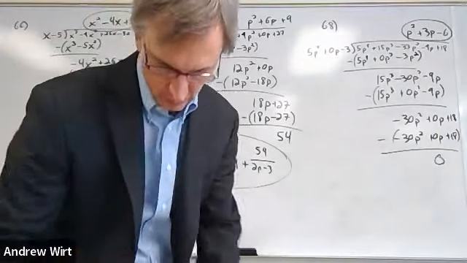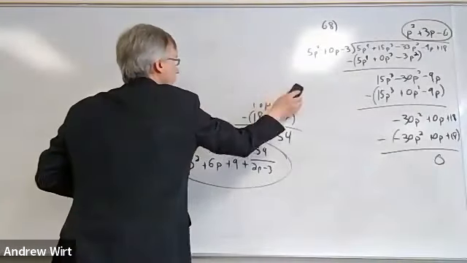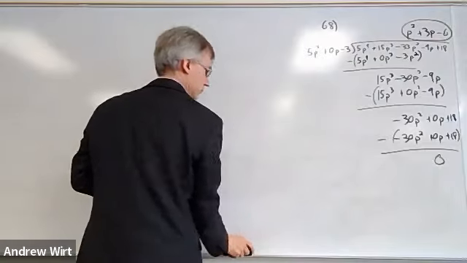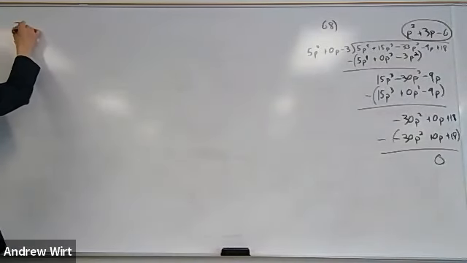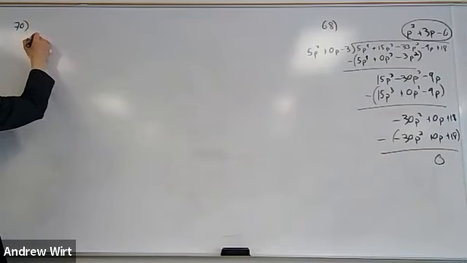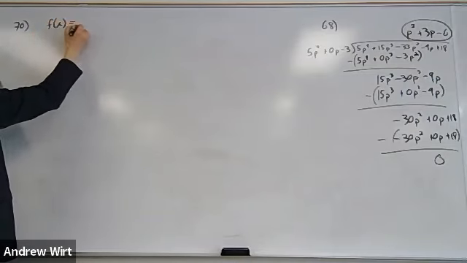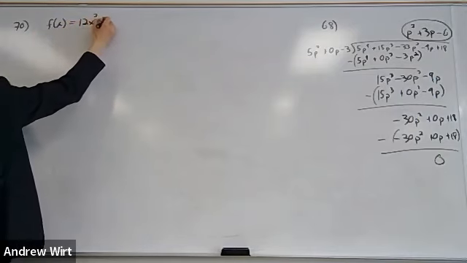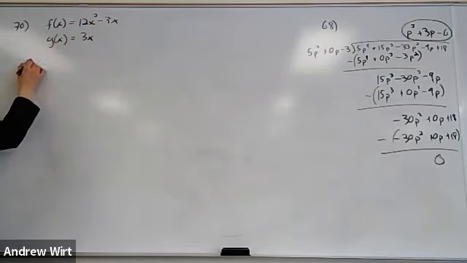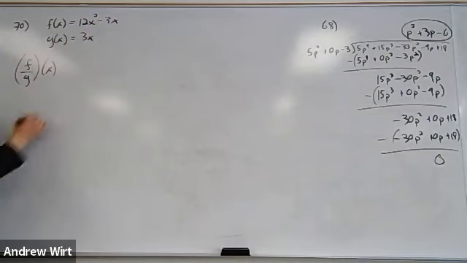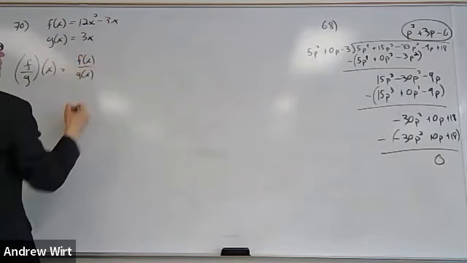And now we're on to number 70, and we're back to function notation. So for number 70, we've got the same function definition as 69, f of x is 12x squared minus 3x, and g of x is 3x. So we're going to find f over g of x. All right, so that is f of x divided by g of x. We're just going to divide these.